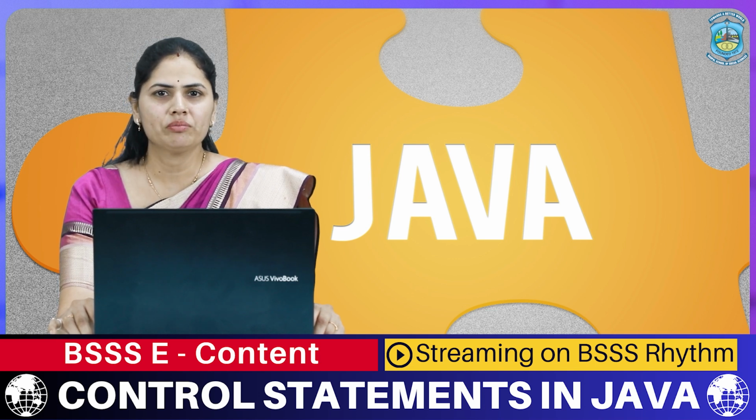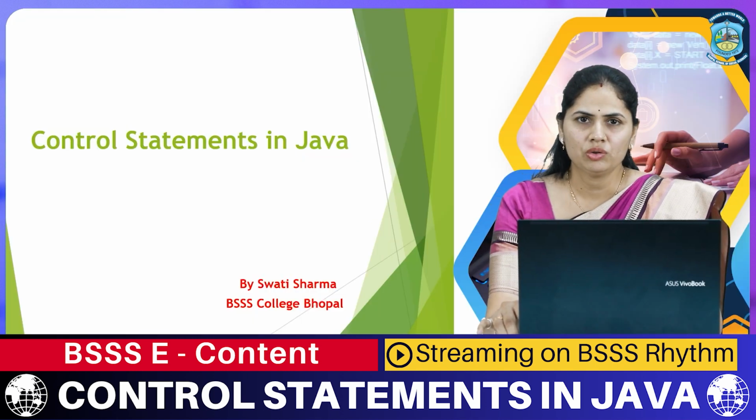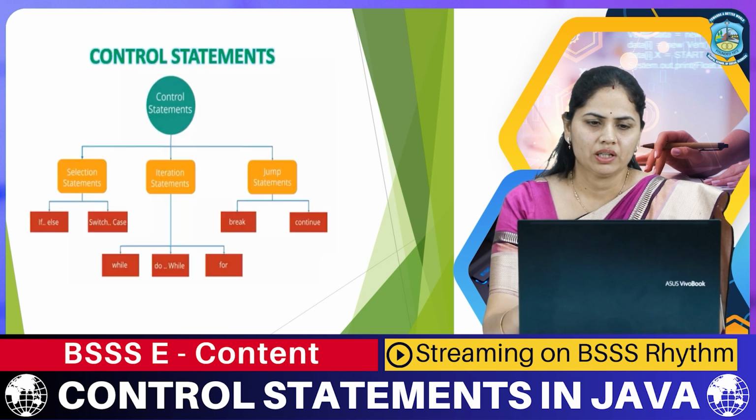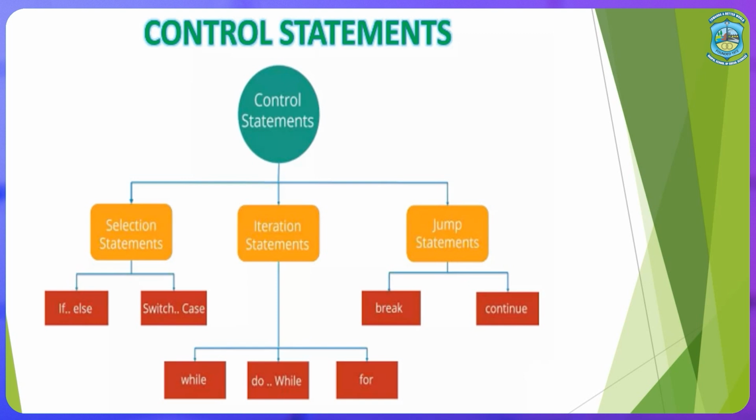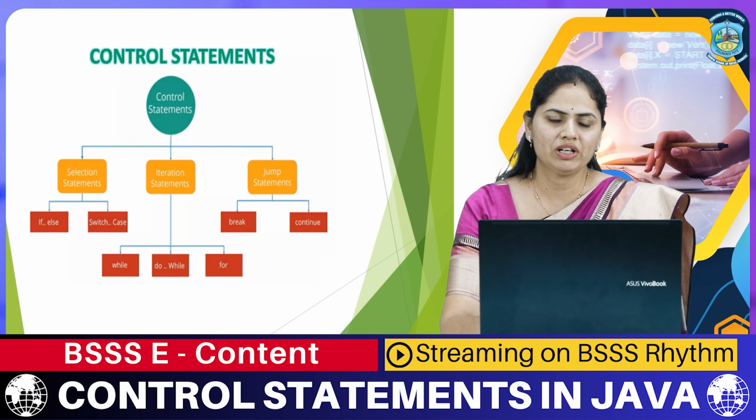Once again, welcome to the second session of control statements in Java. We will continue these control statements. As I already told you in the previous video, we have three types of control statements. Control statements hold the flow of execution of a program. The three types are selection statements, iteration and jump statements. We already covered if else, nested if, and ladder else if in the previous video. Now, we will start with the switch case statement, and I will also cover iteration statements in this video.